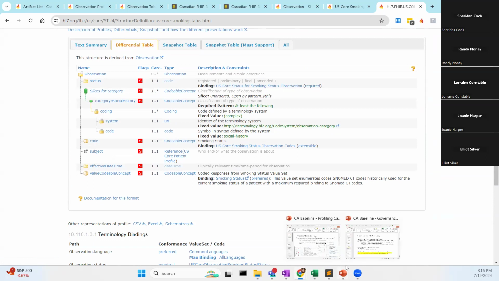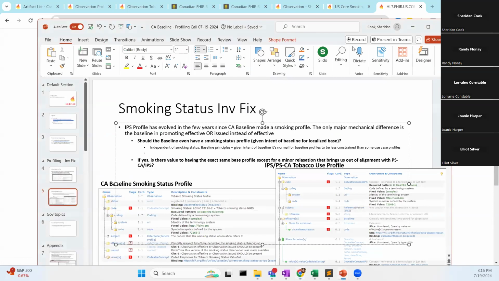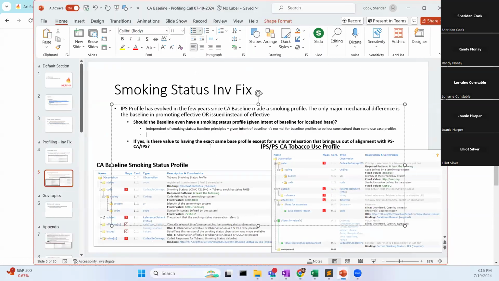It may be that we don't need a baseline profile. We need it in the use case implementation guides. I don't know what the business case is here. I have no idea. Does anyone remember back to when this was being created? Because I wasn't involved when we were creating all of these. Predates me.